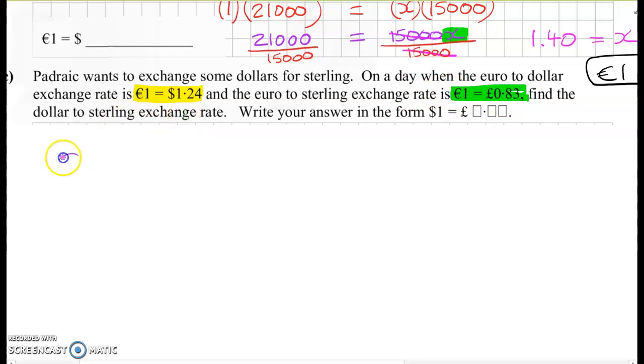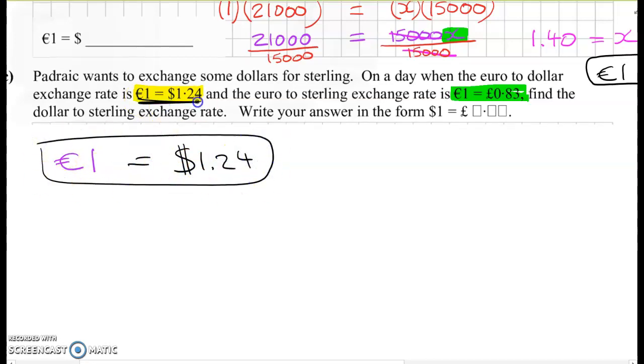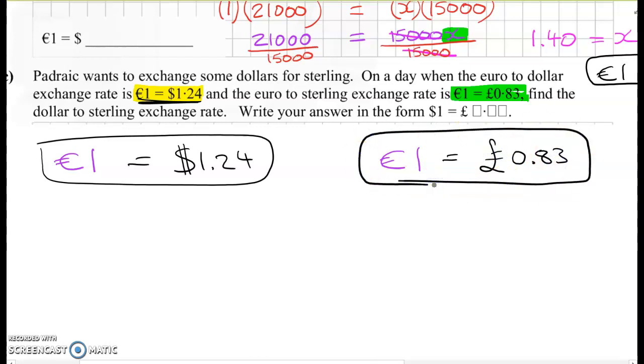Now let's just think about this for a second. We're told that 1 euro is equal to $1.24. That's that one there. But we're also told that 1 euro is equal to 83 English pence. That's that exchange rate there. So take a look at that, and if you think about it, if €1 is equal to this, and it's also equal to this, well then, this is equal to this.